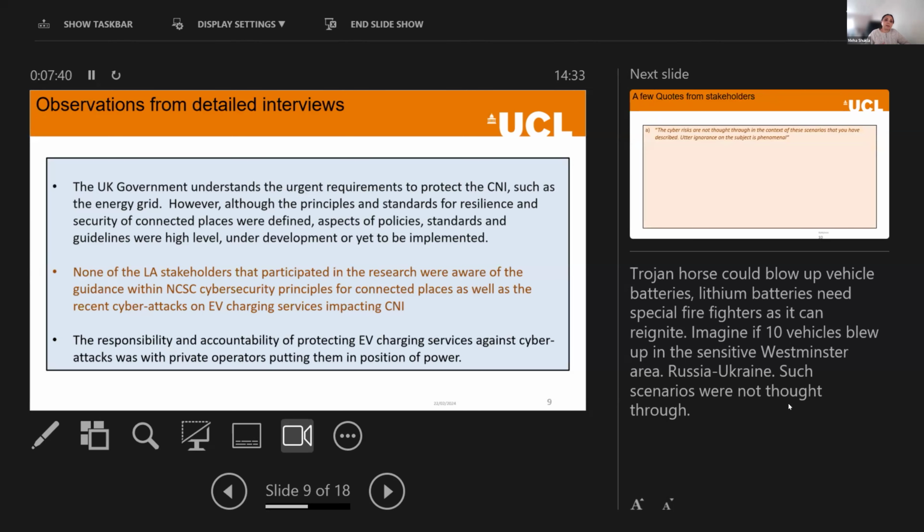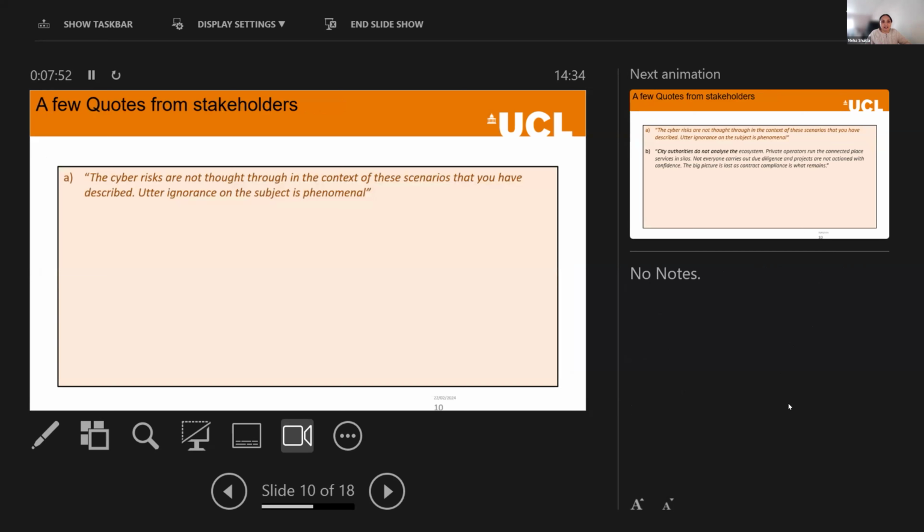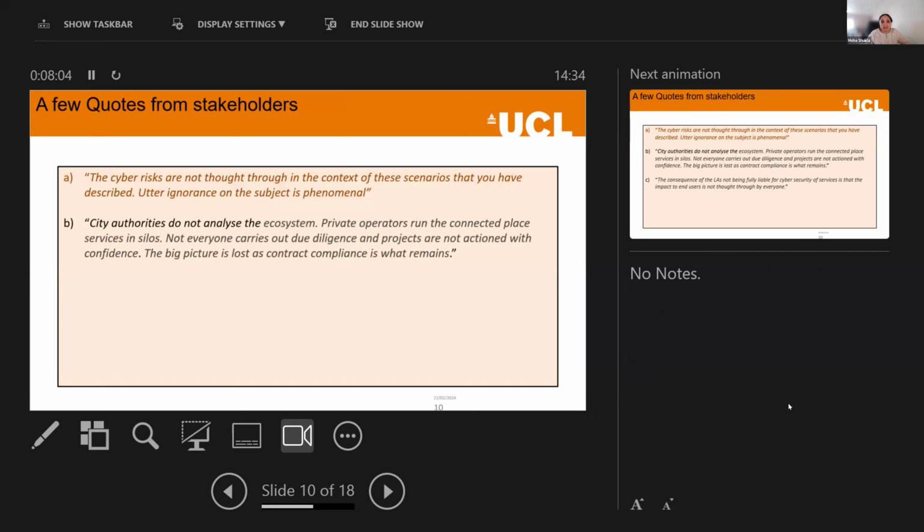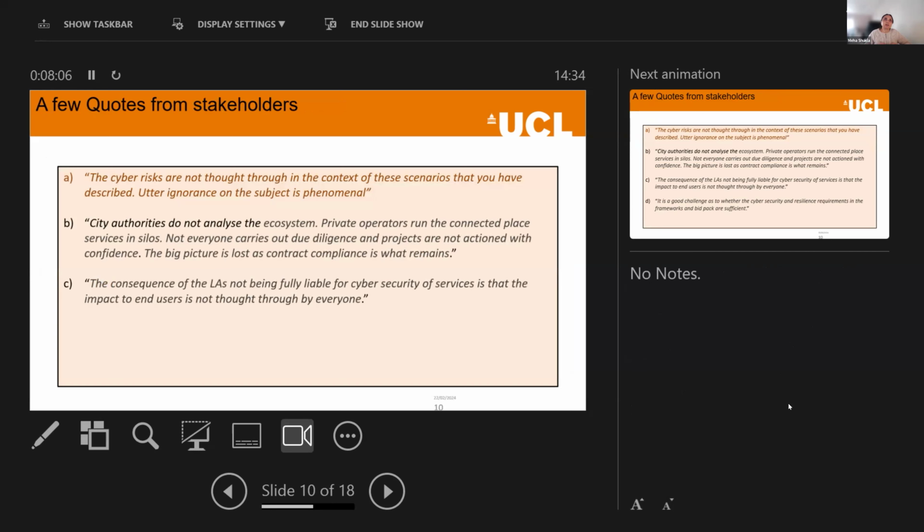Because of all this, the responsibility and accountability was outsourced to the private operators, who were literally deciding what kind of requirements they should be meeting themselves. Local authority stakeholders actually made statements saying the cyber risks were not thought through in terms of such cybercrime scenarios, and the utter ignorance on this subject is phenomenal. City authorities did not analyze the whole ecosystem, so it was more about individual contract compliance that they were assuring rather than the assurance of the whole connected place. The consequence of the local authorities not being liable was also quite big because it was not really taking into account all the required factors.